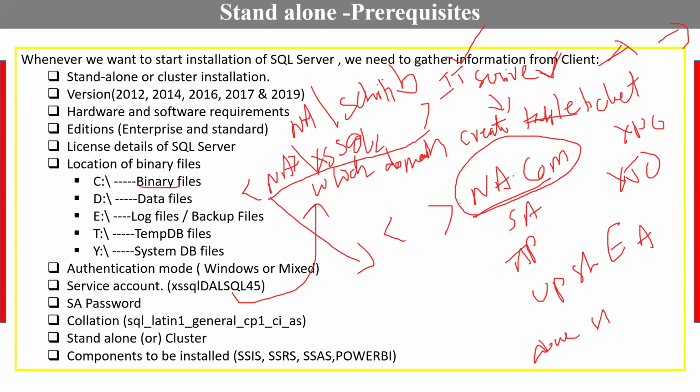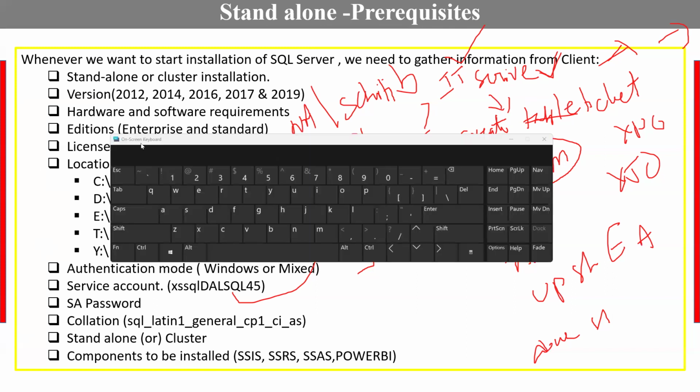So how you will change the password: go and search on your laptop for OSK, the on screen keyboard. When you search for this, you will get the on screen keyboard. From your keyboard press Ctrl and Alt, and with the mouse press the Delete button on the on screen keyboard. You will get the change password option.